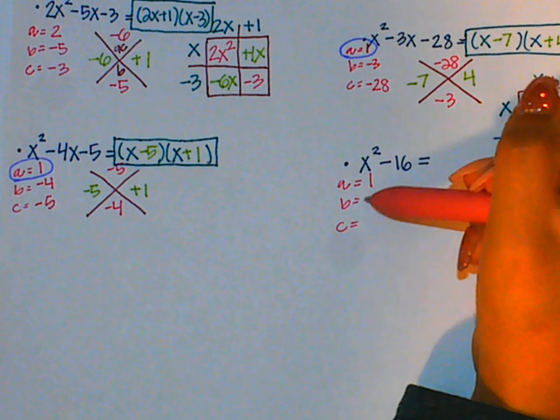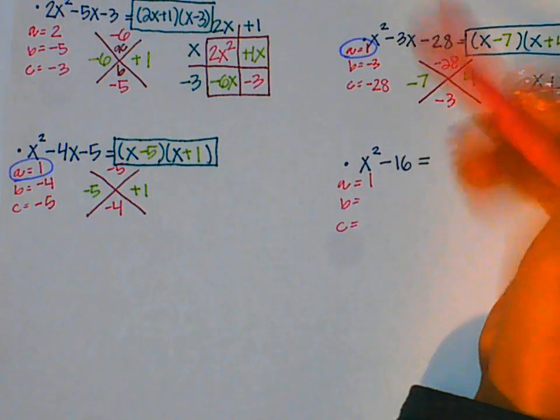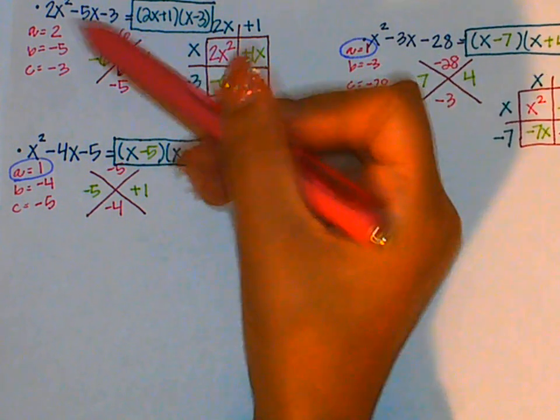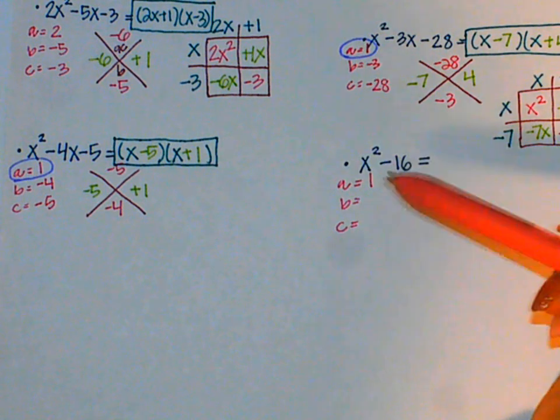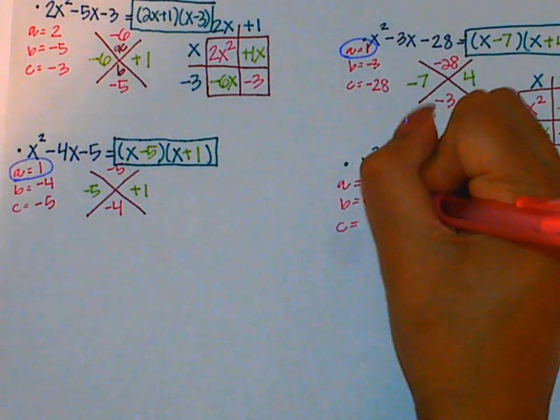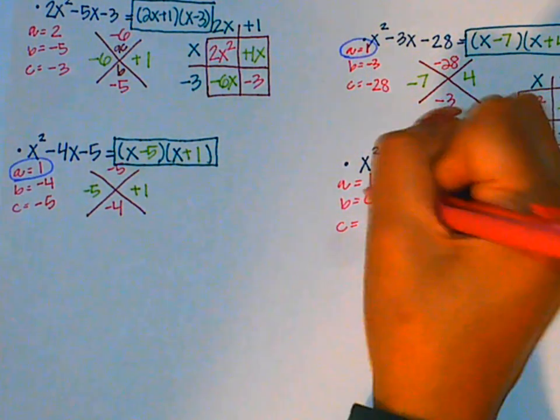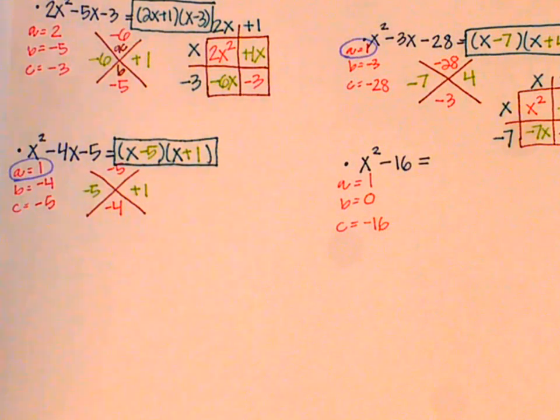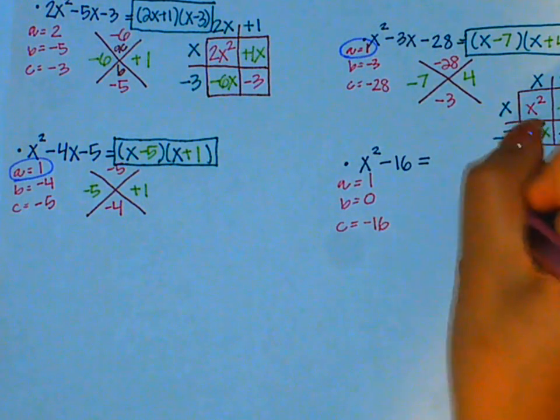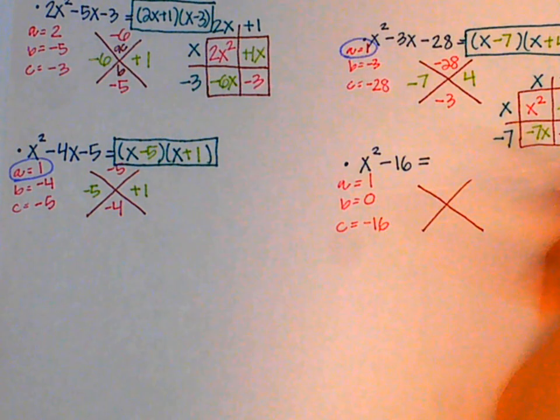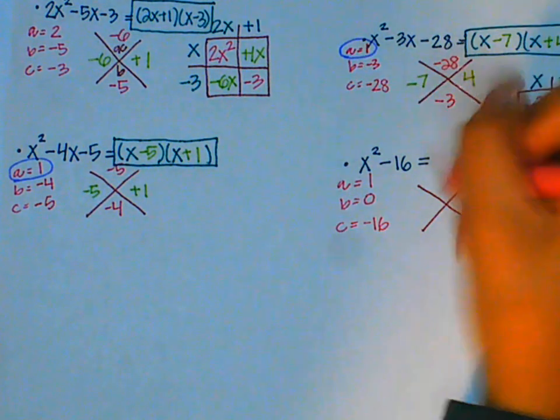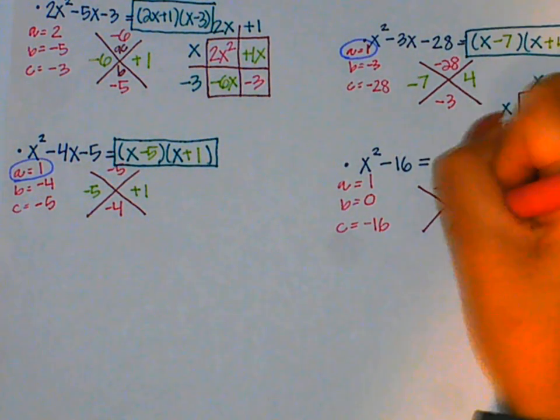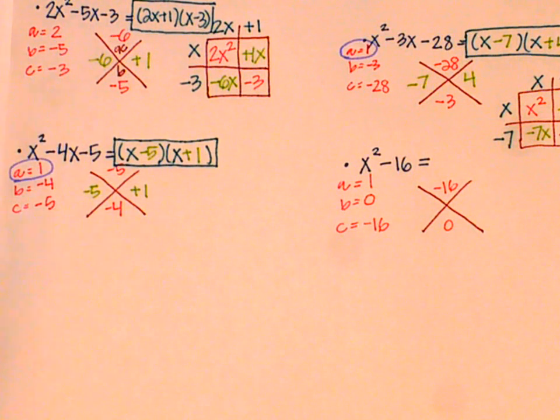But I don't see my b value. Remember, my b is always attached to the x, and I don't have that term here, so I am going to say it is a 0. And then my c is negative 16. So a times c is negative 16, b is 0.